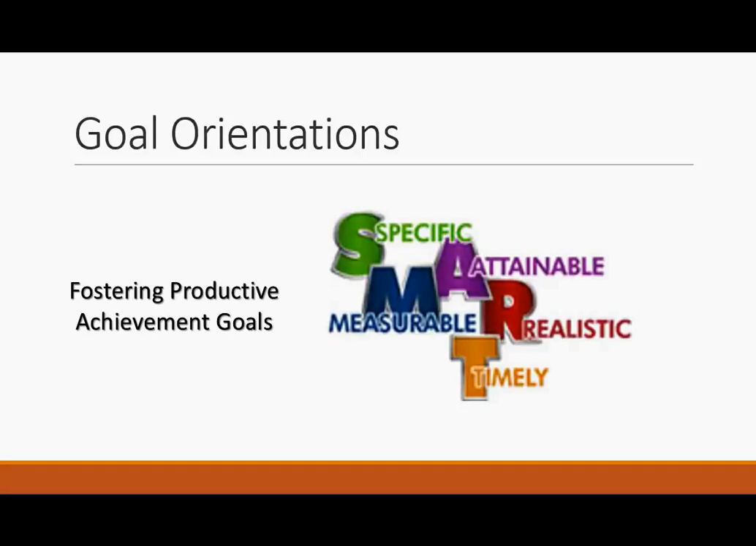Fostering productive achievement goals. We want to be SMART, for lack of a better term. Whenever we form a goal, we want that goal to be specific, so we know when we've accomplished it. Measurable, so we know when we've accomplished it. Attainable, so that we actually can get to it. Realistic, same reason. And timely. We don't want this to last forever. We need to have some conclusion in our lives. We need to have some closure in every goal that we search for. Some goals take longer than others.